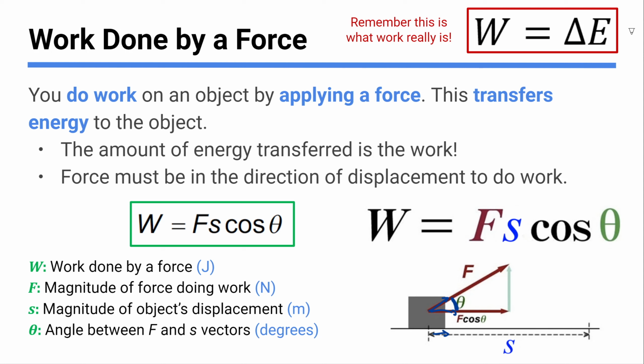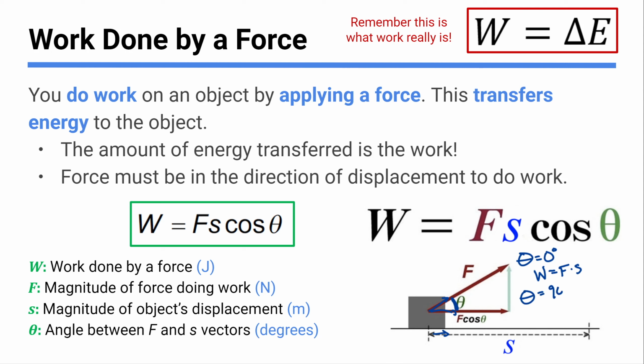You can picture some fun stuff, like what happens if theta is zero, which is common. You can imagine you're pushing in the same direction the thing is moving. Well, if this is 0 degrees, the cosine of zero is one, so work would just be force times displacement, because all of your force is in the direction of displacement.